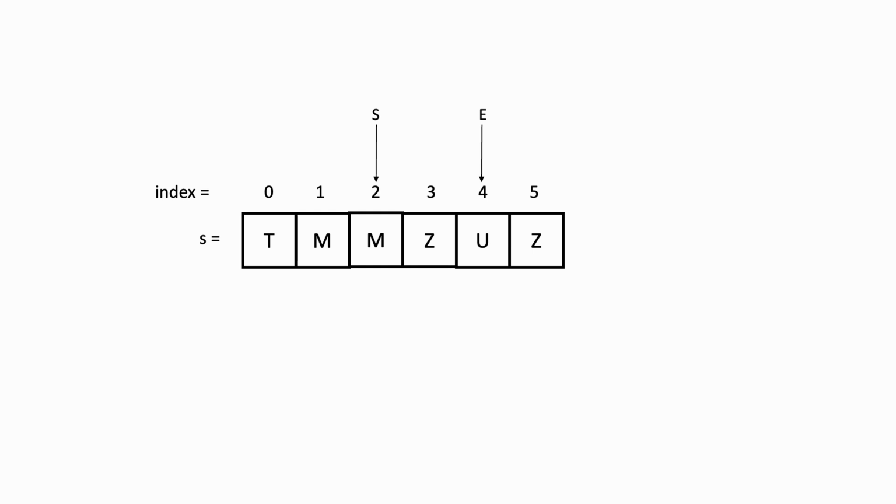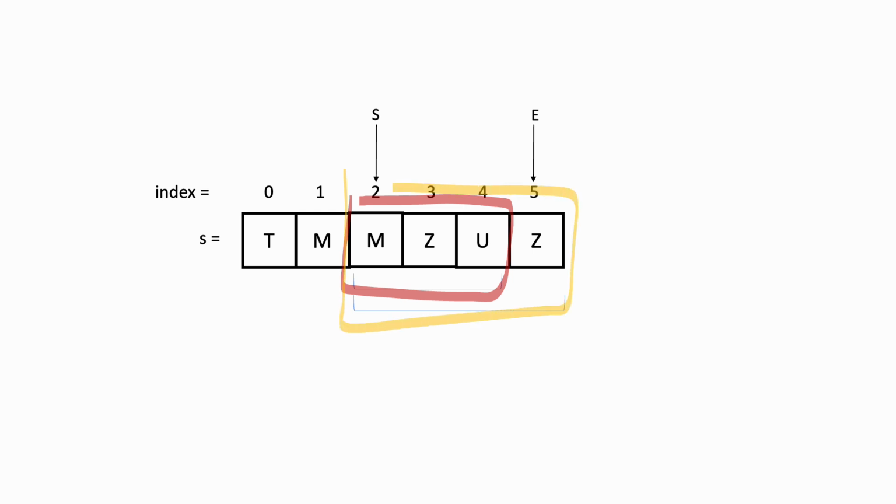Let's replace the i and j pointers with s and e pointers representing the start and end of the sliding window. Let's say s is at 2 and e is at 4. So the current substring would be MZU. We'll do a duplicate check on this substring, and then we'll increment our e pointer. So the new substring would be MZUZ. We'll do a duplicate check on this new substring.